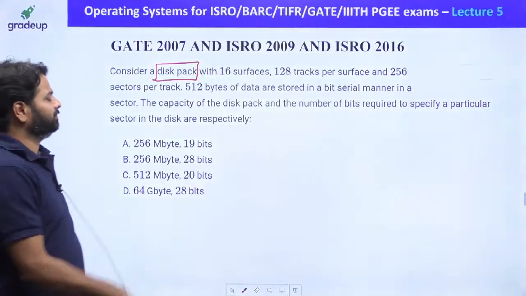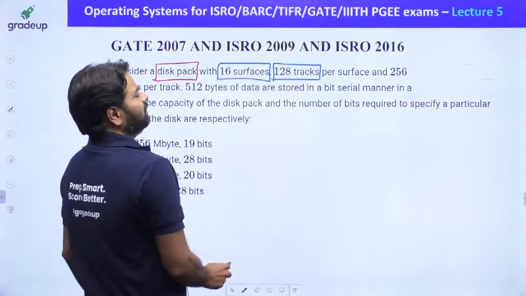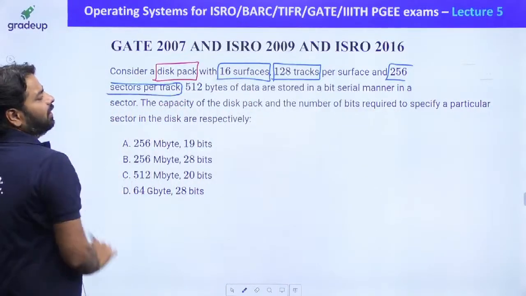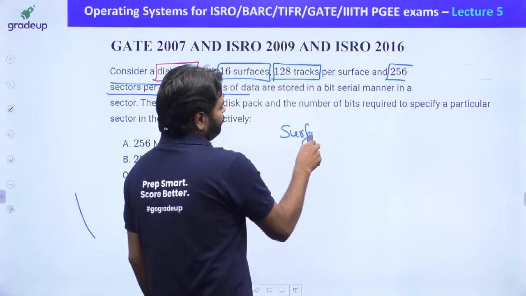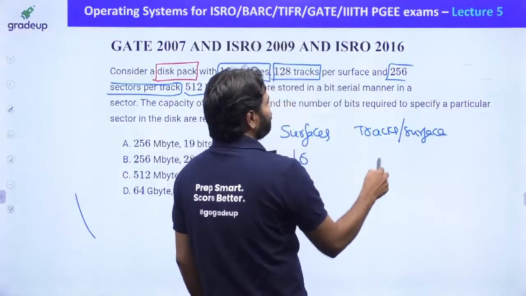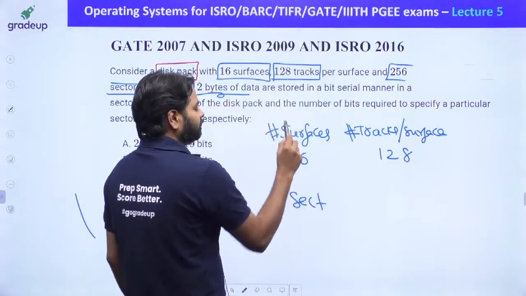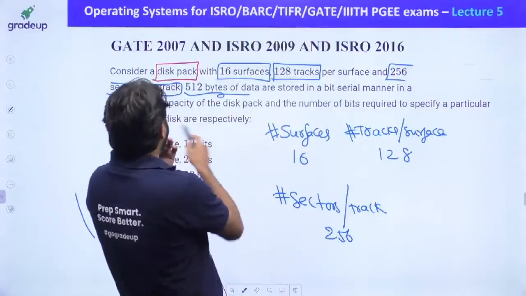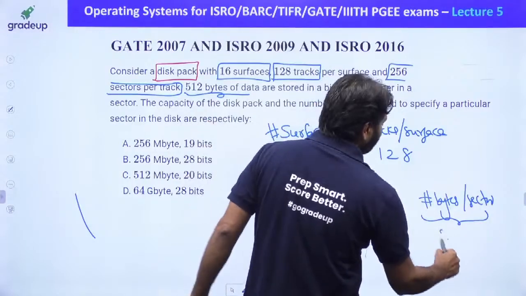Okay, 16 surfaces, 128 tracks per surface, so the total number of tracks you can multiply, and 256 sectors per track, and 512 bytes in each sector. So you have surfaces: 16, tracks per surface: 128, number of sectors per track: 256, and number of bytes per sector: 512. So this information is given.